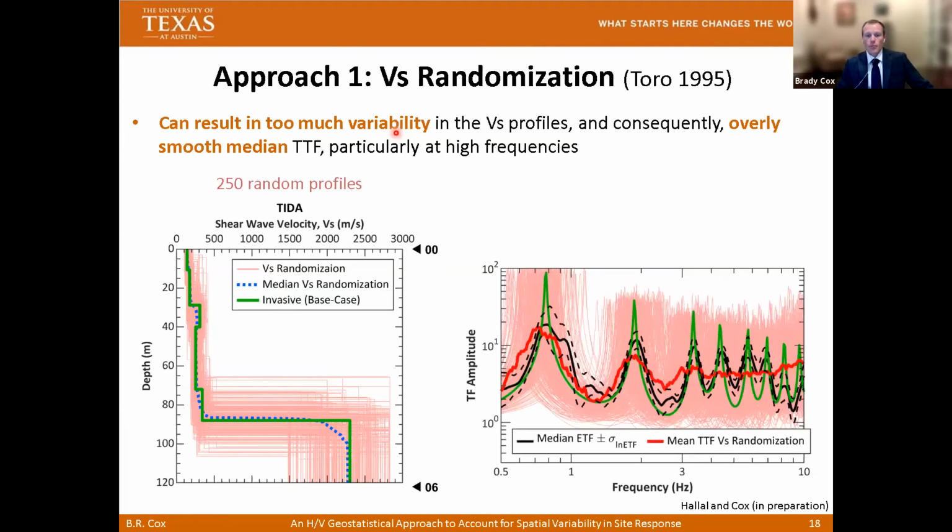So the problem with Toro randomization that many have found is when you take the median of all of these 1D ground response analyses from the 250 VS profiles, you often get really excessive overdamping of high frequency response. And sometimes the variation in the fundamental frequency is so large that it causes your peak to be widened too much and not represent the true site response. So we applied shear wave velocity randomization at Treasure Island.